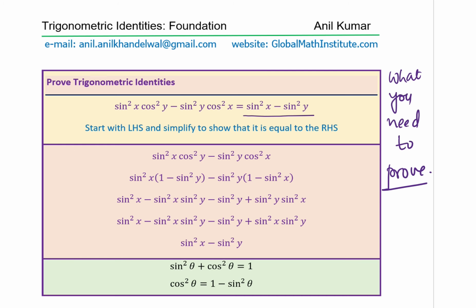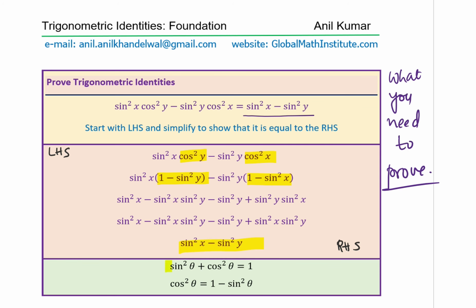Keep that as a focus. Now on the right hand side, we have no cos terms, only sine terms. Do you see that? And therefore, the strategy here is to convert the cos terms to sine terms using the Pythagorean identity. So cos square y is written as 1 minus sine square y. Cos square x is written as 1 minus sine square x. Once you do that, then apply the distributive property, open the bracket and simplify to get your result. We get the right hand side starting with the left hand side. So basically we began with the left hand side and we landed on the right hand side, and that is how you have to prove the identity.